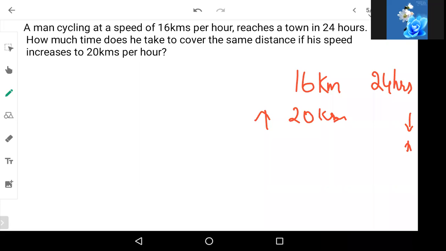Imagine you are cycling. Okay, you're cycling at a speed of 16 kilometers per hour and you are able to reach the nearest town within 1 day. Now, if you start cycling at more speed, will you be able to reach the town early or will you reach the town late?